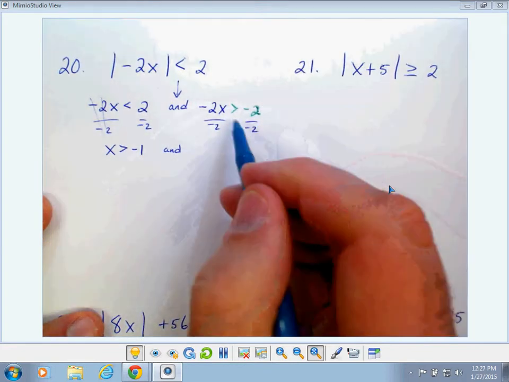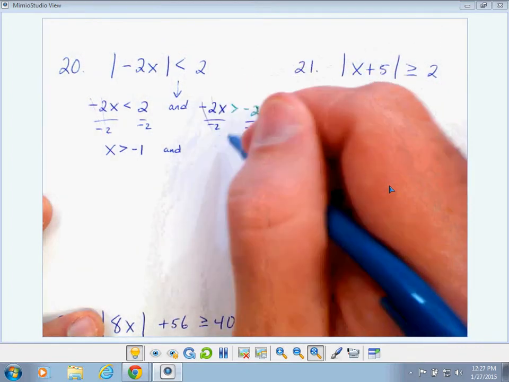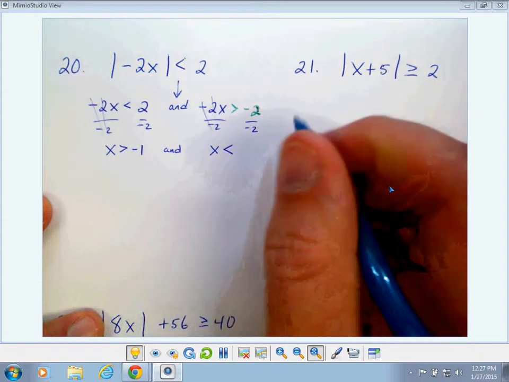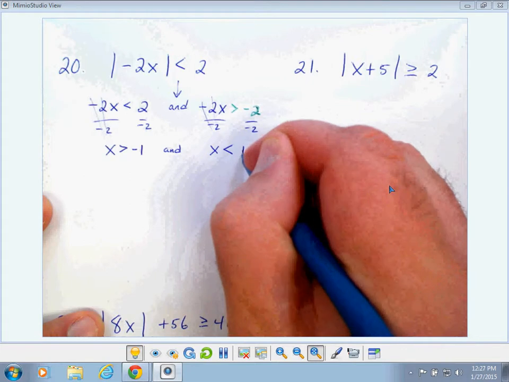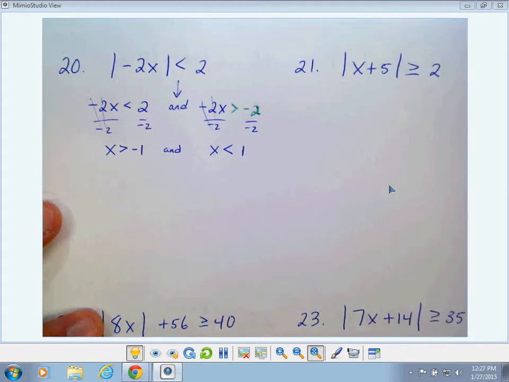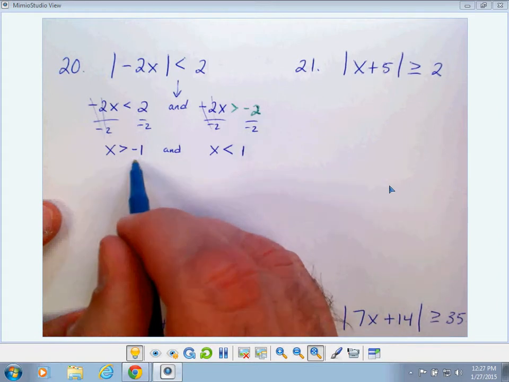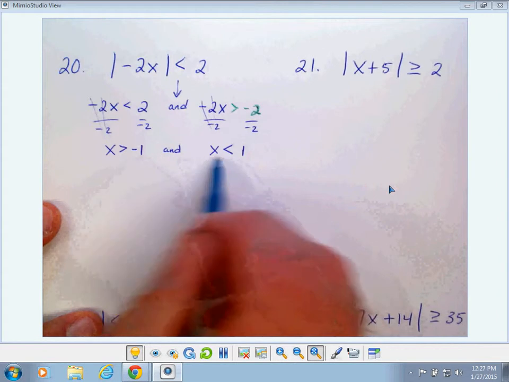Then once again over here I'm going to divide by -2. Even though I just turned that symbol around a minute ago, I'm going to do it again here because I'm dividing by a negative. So this is going to become a less than again. -2 divided by -2 is +1. So if I look at what my answer says, it says that my answer has to be greater than -1 and less than +1. That makes sense. It has to be between those two numbers.